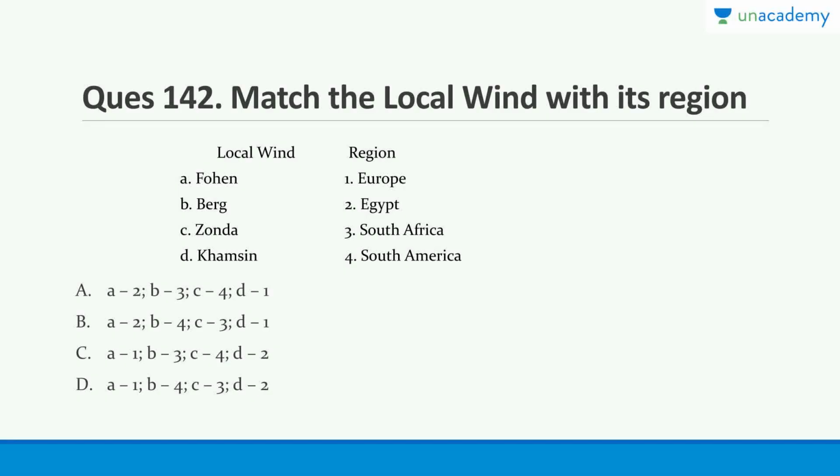Question 142. Match the local winds with its region. Again, a typical question which is asked. Foehn is in Europe. This is correct. Berg is in South Africa. This is also correct. Zonda is in South America and Khamsin is in Egypt. So the answer is C.